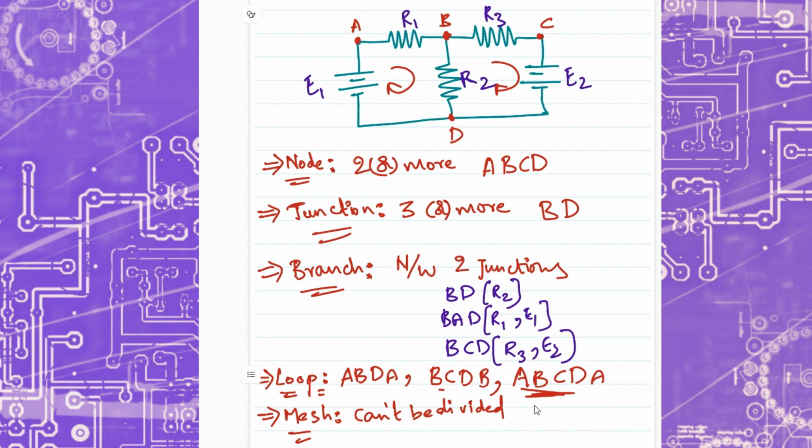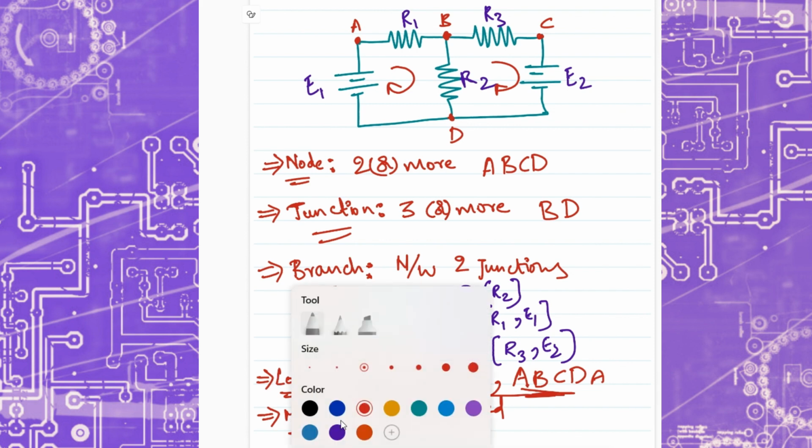But a mesh is not the one that can be further divided. So from the above examples which are listed, this is not a mesh. ABCDA is not a mesh, whereas ABDA and BCDB, these are the meshes. I guess it is clear now. All the meshes can be loops, but all loops are not meshes.